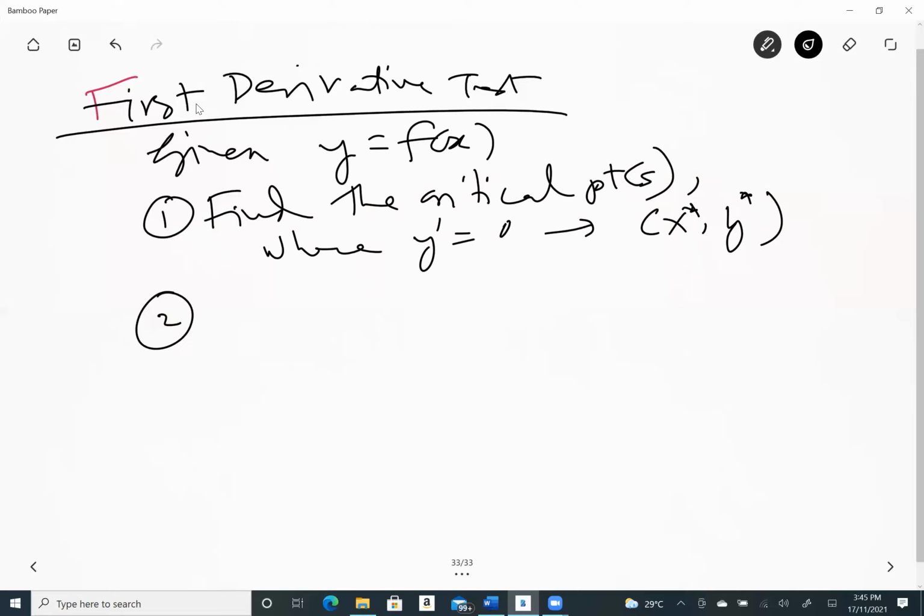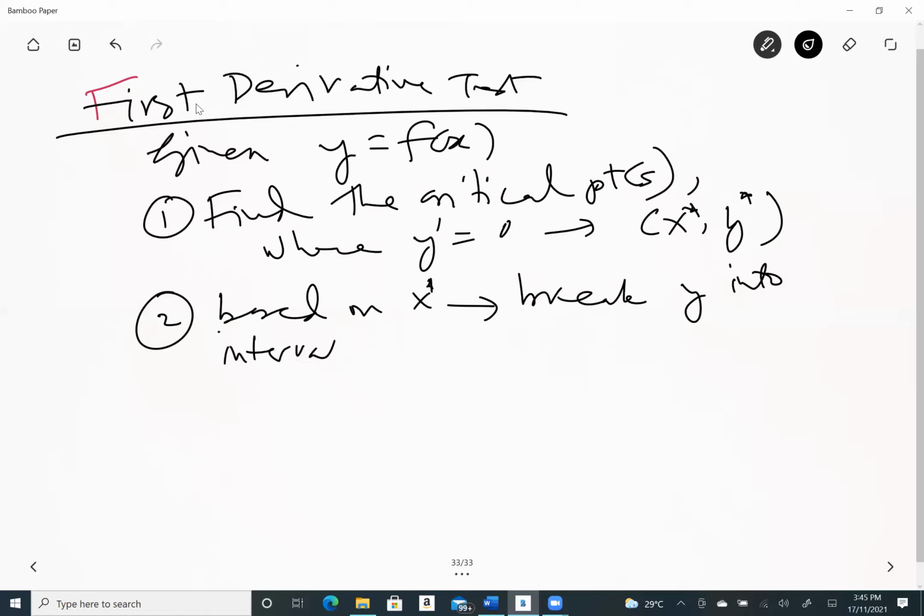Secondly, based on x star, then we break it into intervals.